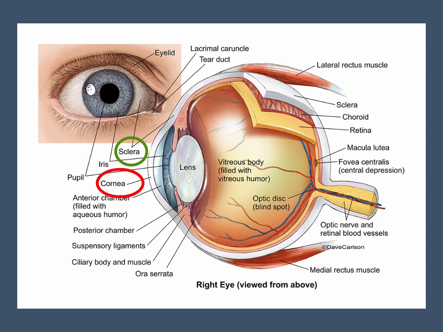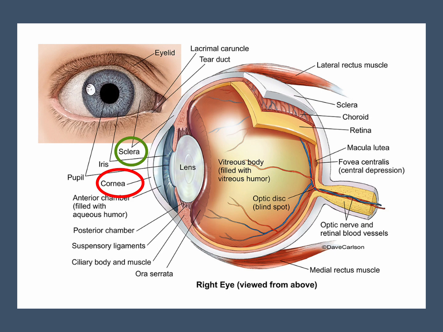Now, the limbus is going to be where the cornea and the sclera meet. All right, and deep below the limbus is a venous sinus, and that is referred to as the canal of Schlemm.